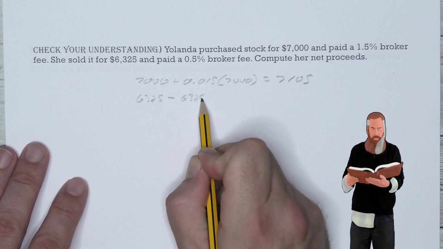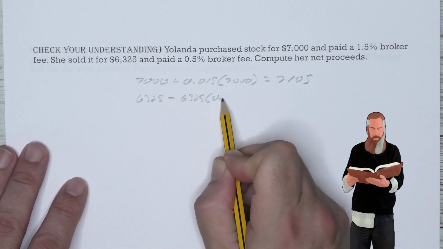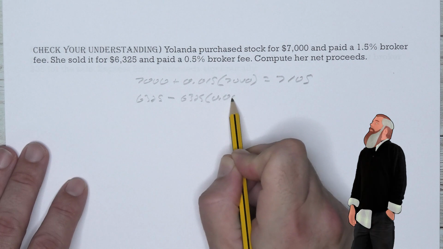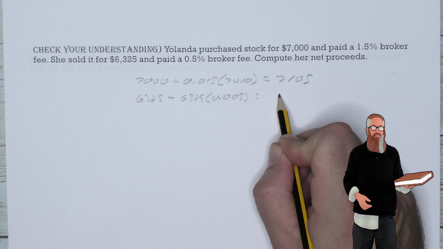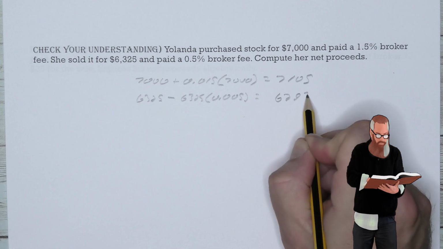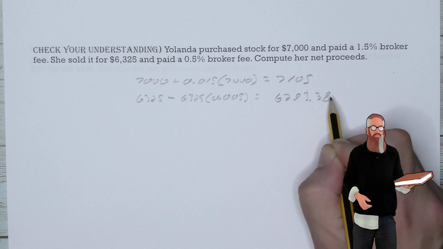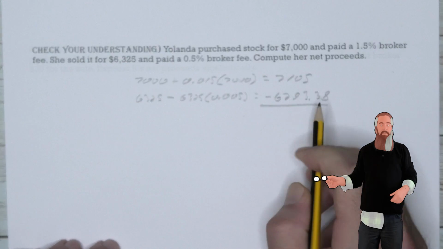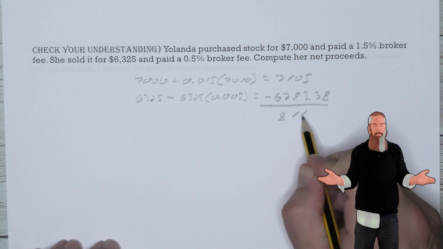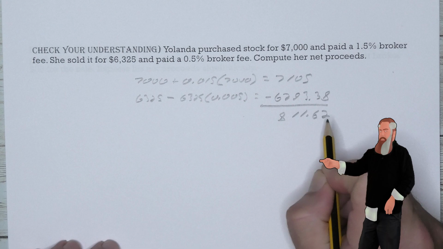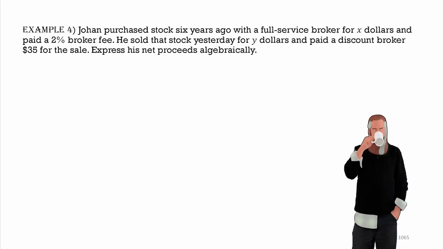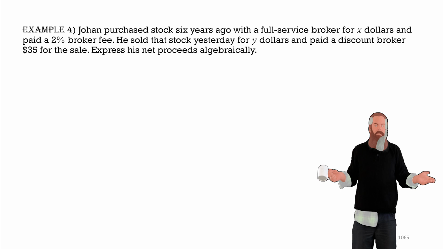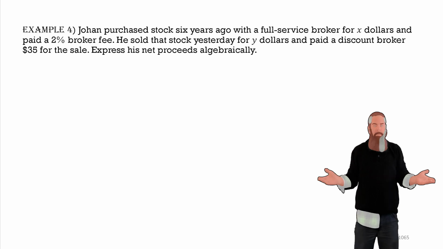Now, she sold the stock for $6,325, but she has to subtract for that the 0.5% brokerage fee. So $6,325 times 0.005. And that means that she's going to receive back from the broker $6,293.38. When we subtract this, we're going to find $811.62.